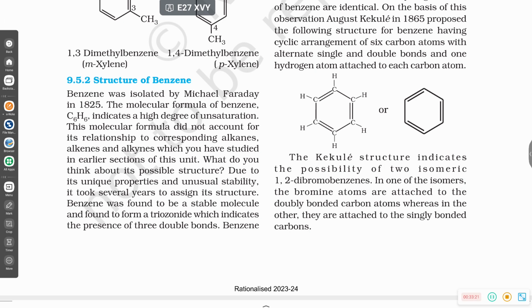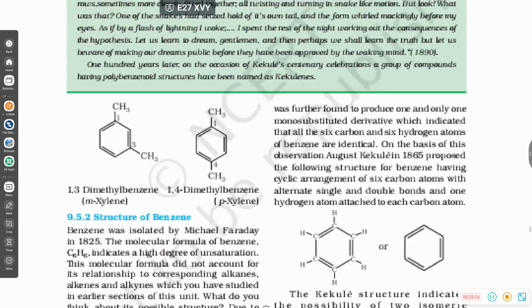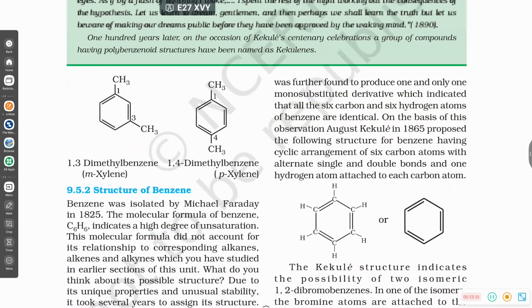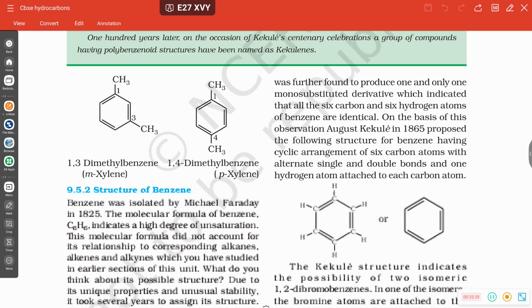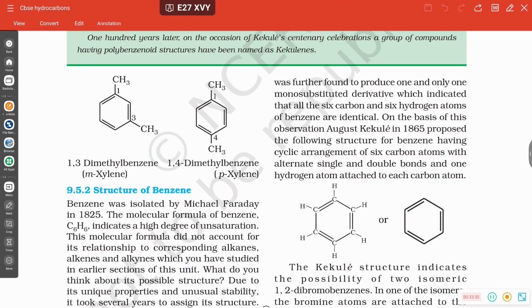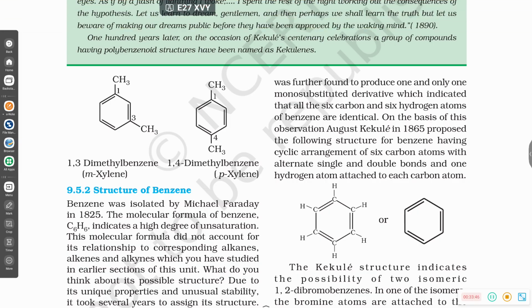Means a ring form. Benzene was further found to produce one and only one monosubstituted derivative. So only one type of substitution occurs, which indicated that all 6 carbon and 6 hydrogen atoms of benzene are identical. So they understood all hydrogens are the same. On the basis of this observation, August Kekulé in 1865 proposed the following structure of benzene, having a cyclic arrangement of 6 carbon atoms with alternate single and double bonds and one hydrogen atom attached to each carbon.